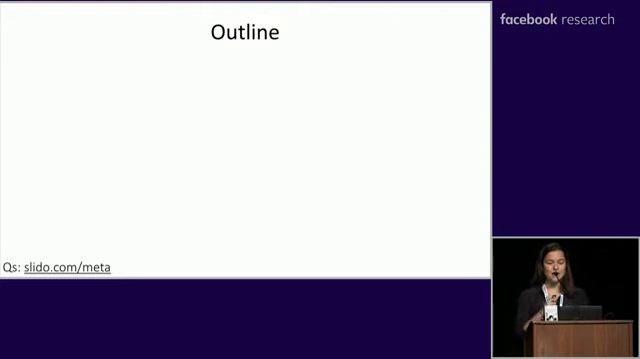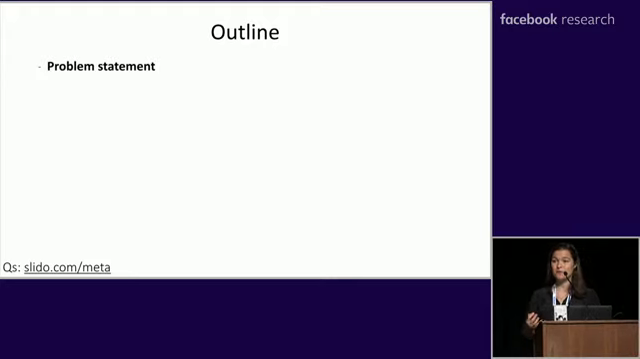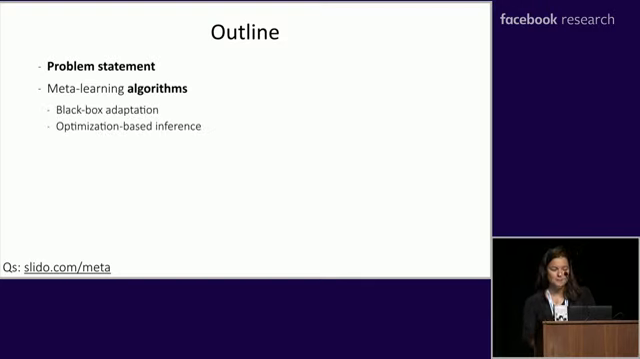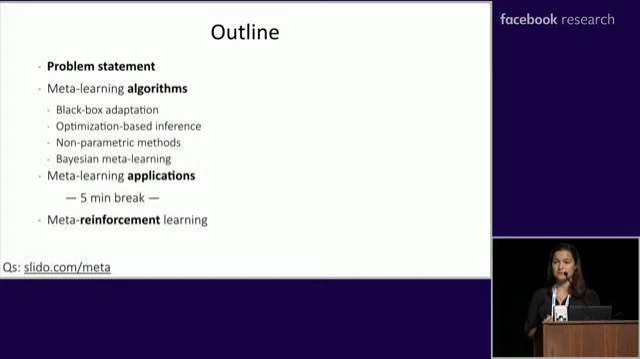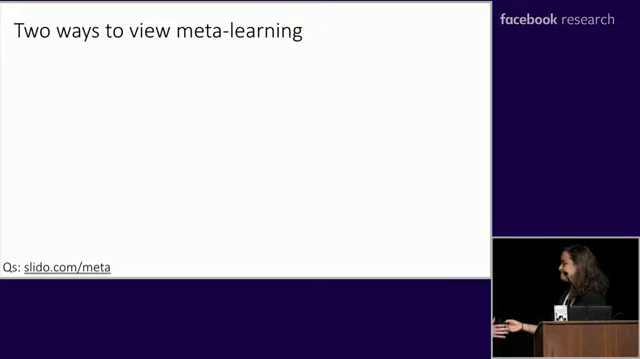In the rest of this tutorial, Sergey will first talk about the problem statement and overview the general metalearning problem. Then we'll be talking about different metalearning algorithms ranging from black box adaptation approaches to optimization-based approaches to non-parametric methods. Then we'll discuss how we can develop Bayesian variants of each of these methods. Then we'll talk about how metalearning has been applied to different application areas. We'll take a short 5-minute break and also allow additional questions. Sergey will then talk about meta-reinforcement learning, and we'll conclude by discussing challenges and frontiers. Okay, next Sergey will be talking about the problem statement and overview.